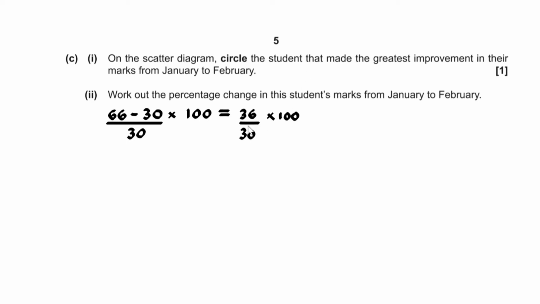Well, can we simplify 36 divided by 30? That will equal, as a simplified fraction, 6/5. So we have 6/5 multiplied by 100. We need to simplify this, and so 100 divided by 5 is 20, multiplying that by 6, we end up with 120. So we have 120%.